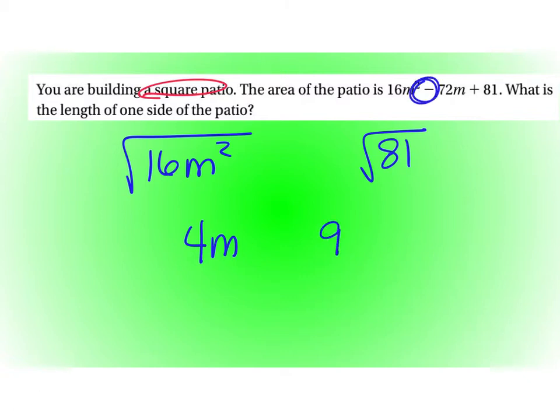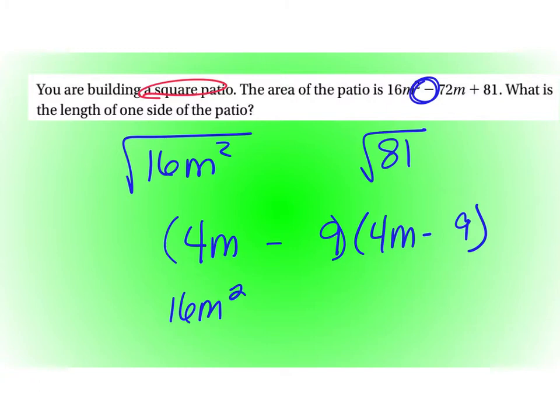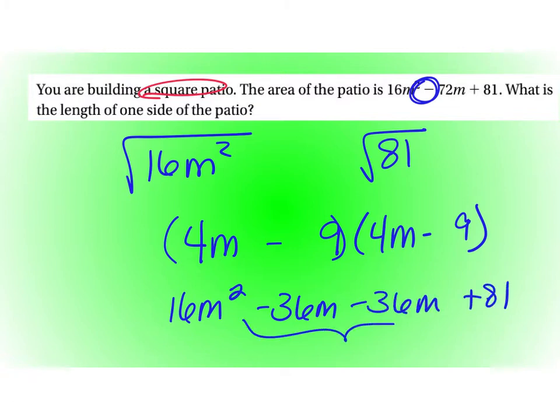Now this term right here tells us that it's subtraction. So let's see what happens if I multiply 4m minus 9 times 4m minus 9. So 4m times 4m would be 16m squared. 9 times 4 is negative 36m, and then plus 81. So these two middle terms actually do have a sum of negative 72.